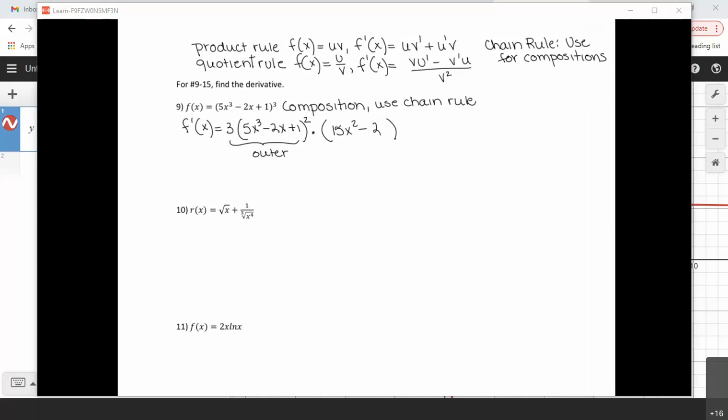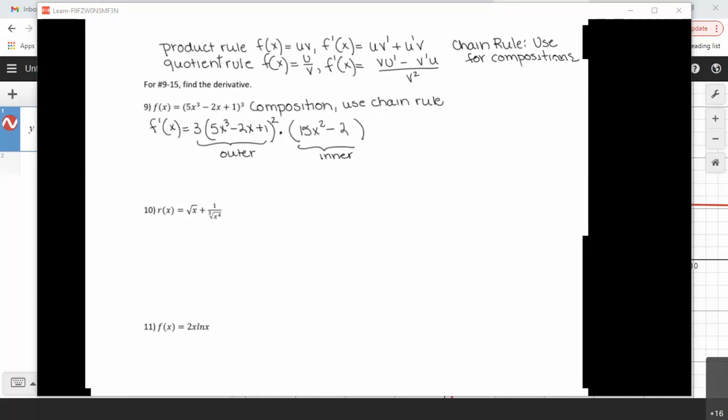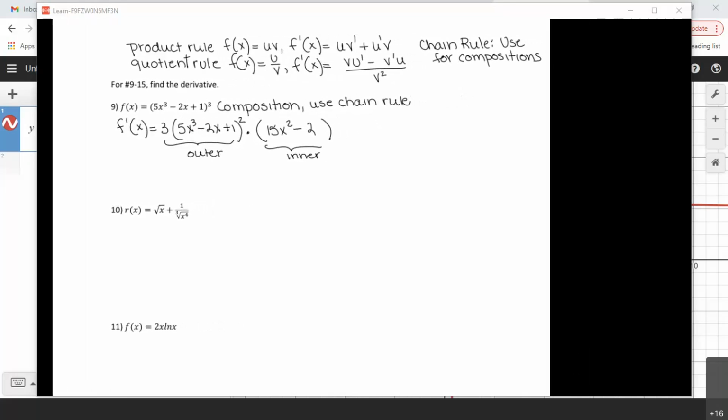This is the inner function's derivative, and you can leave it like that. If you look at the answer key, they may have done some more simplifying. They may have multiplied one or more of these by the 3, so this would become 45x squared minus 6. The simplification is optional. Everybody good with this chain rule?